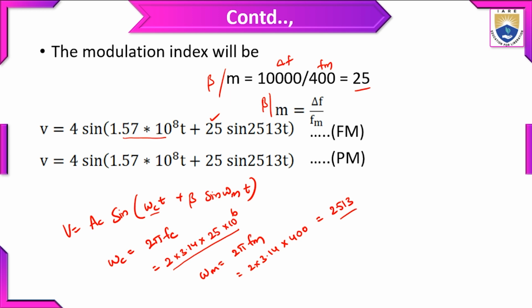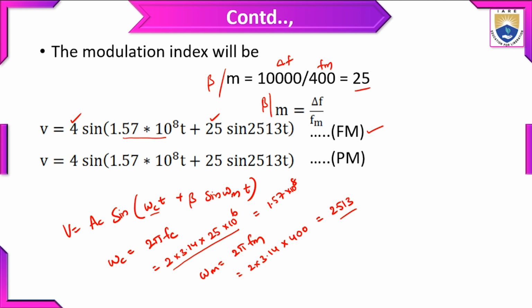So now I know that Ac is the carrier amplitude, which is nothing but 4 volts. So 4 into sine of 1.57 into 10 power 8, which is nothing but omega C, into t plus beta. The beta value is 25 into sine of omega m t. Omega m is 2 pi Fm, so 2 pi into 400, I got 2513. So here you substitute this 2513 into t. So this is my FM.